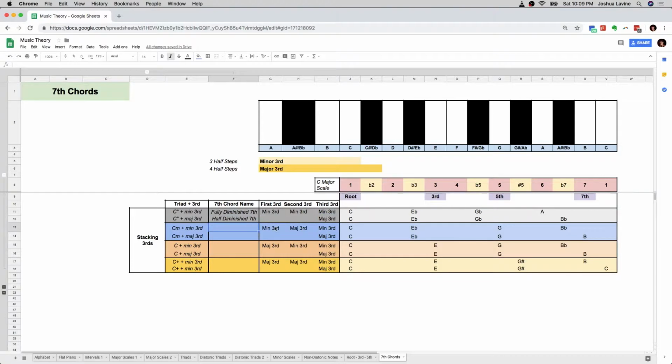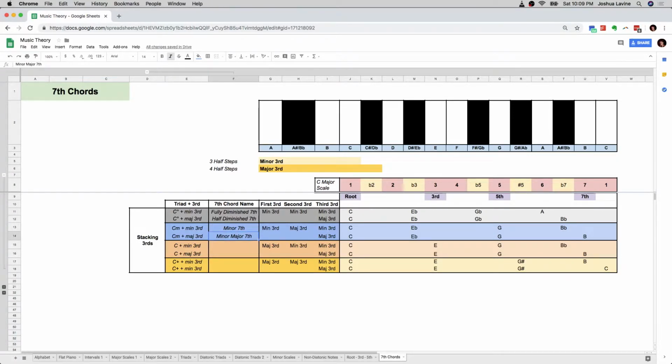All right, next. C minor triad plus a minor third is going to give us the notes C, E flat, G, and B flat, and that is called a minor seventh. Okay, next. Nothing fancy here, just minor seventh chord. C minor triad plus a major third gives us C, E flat, G, and B. And this chord is going to be called a minor major seventh chord.